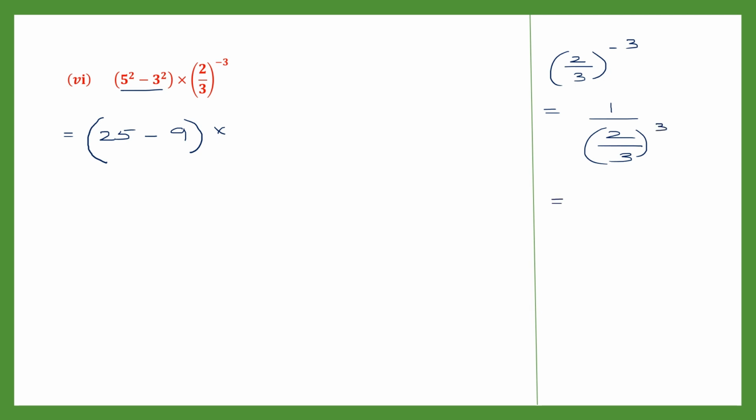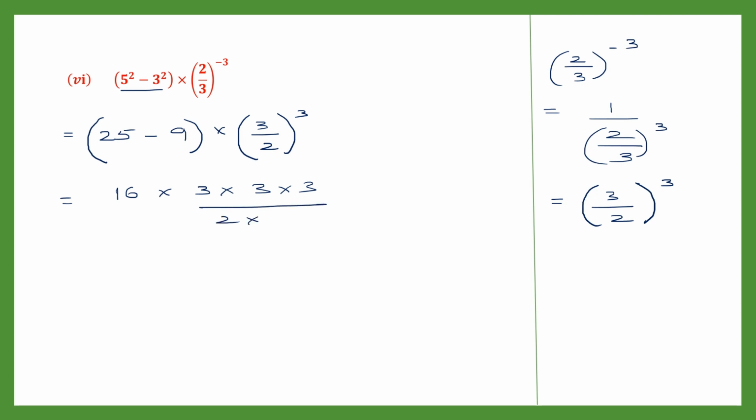So what we do is when we move this from the denominator, because it's a fraction here, to the numerator, removing the 1, we have to write the reciprocal. So 1 by 2 by 3 will now change to the reciprocal of this, which is 3 by 2. We've taken it to the numerator, and now this is raised to the power of 3. So 3 by 2 raised to the power of 3. So this is 25 minus 9, which is 16, into 3 raised to the power of 3, that is 3 into 3 into 3, divided by 2 into 2 into 2.